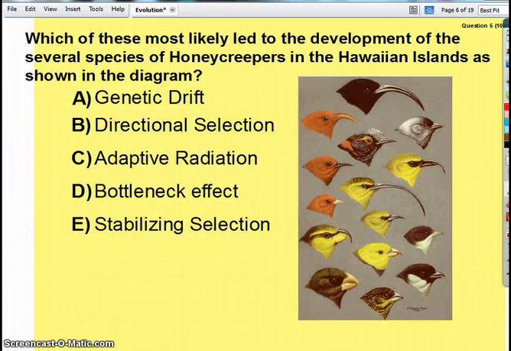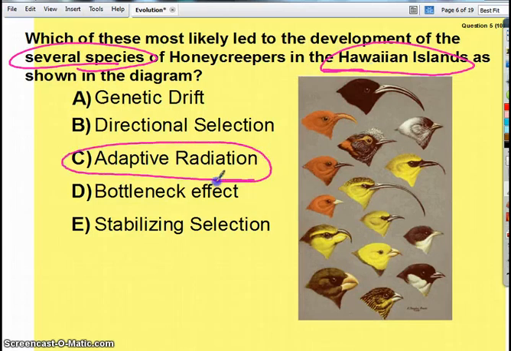Some of these are just fact questions. Which of these would have led to the development of species of honeycreepers in the Hawaiian Islands? So your keywords here, a simple definition: lots of species are developing and it's happening in an island chain. That is a clear definition of adaptive radiation.